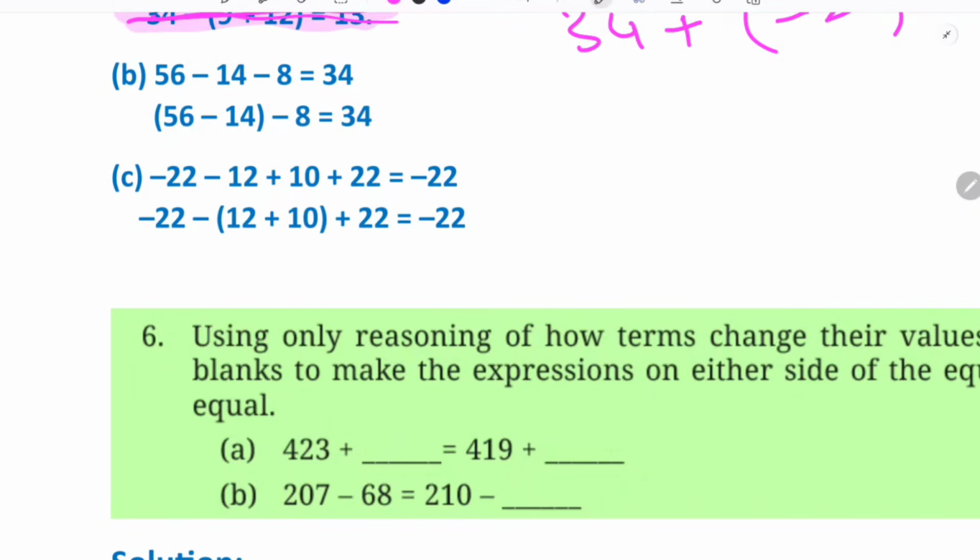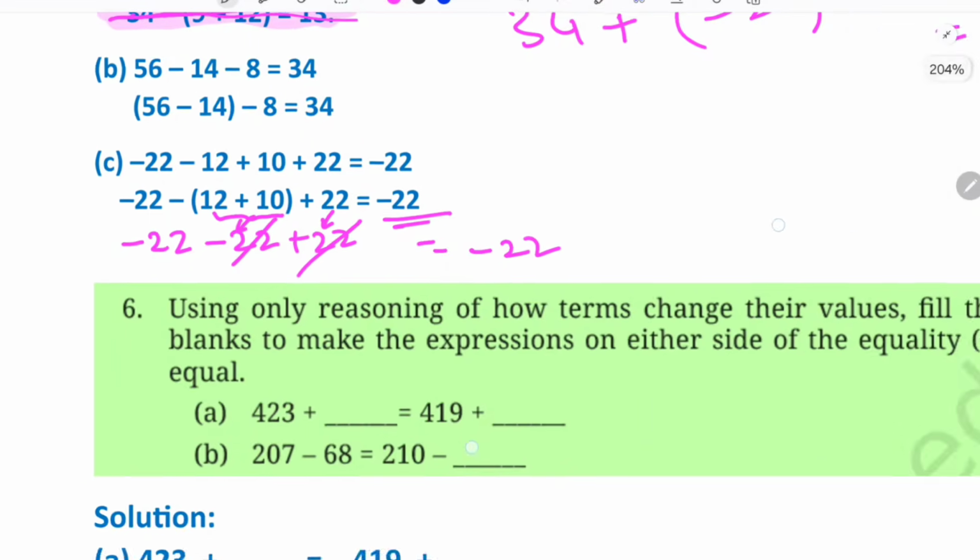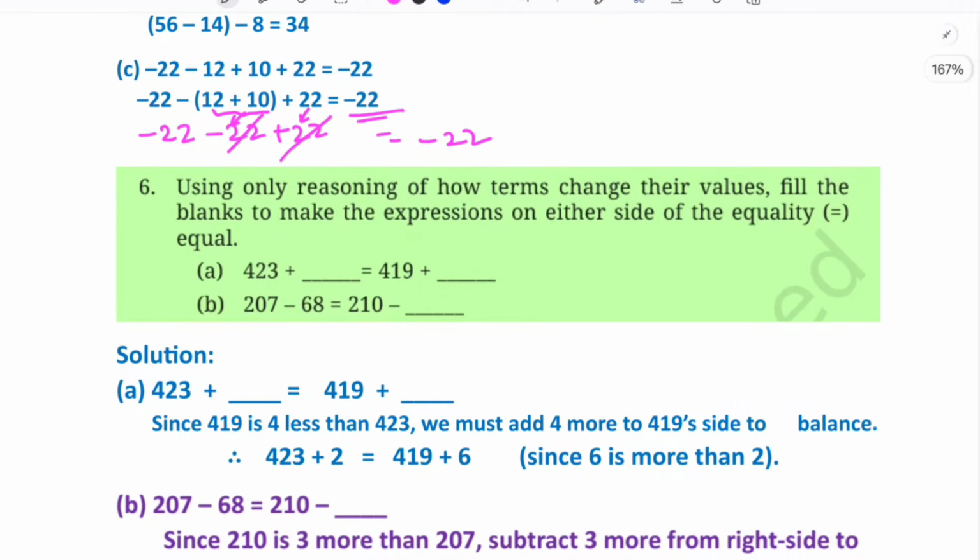When we open this one, when we solve this one, what will we get? Minus 22 minus this one, how much? 22. This one plus 22, last one. So plus 22 minus 22 cancel. What will we get here? Minus 22. That is what we need on the right side. So that is what is being done here. Now we move to the sixth question.